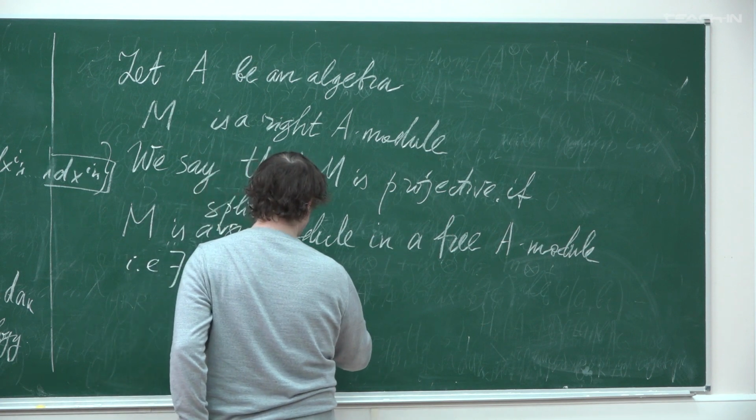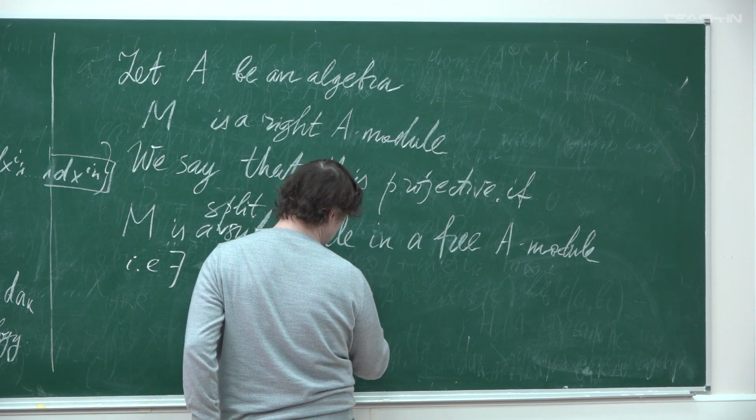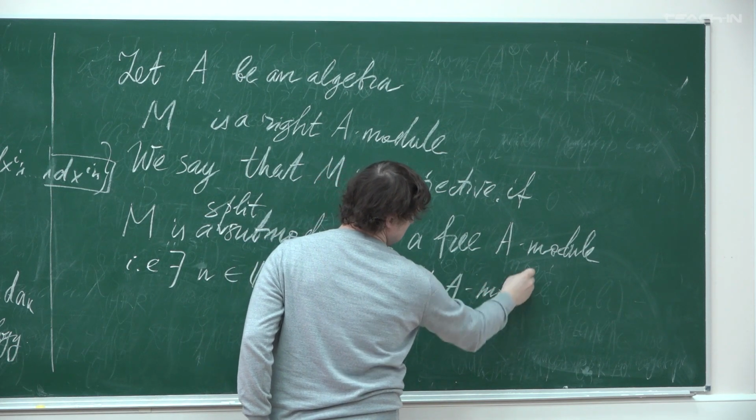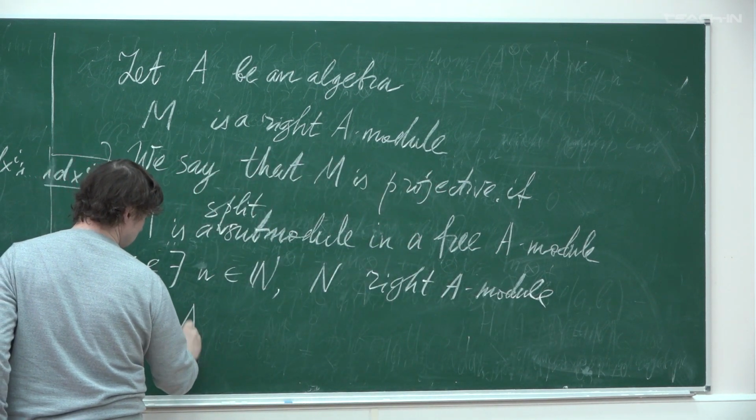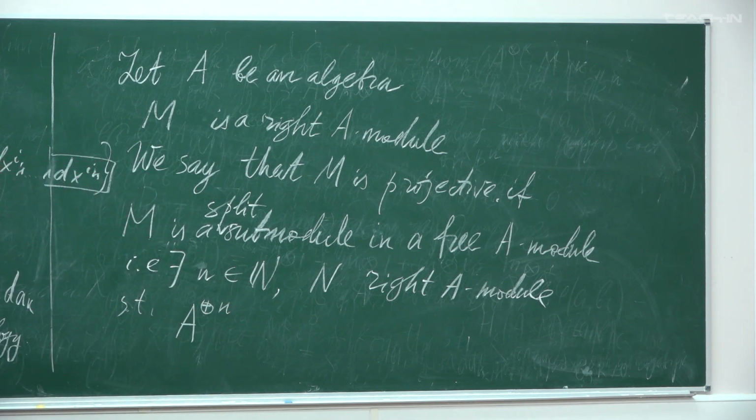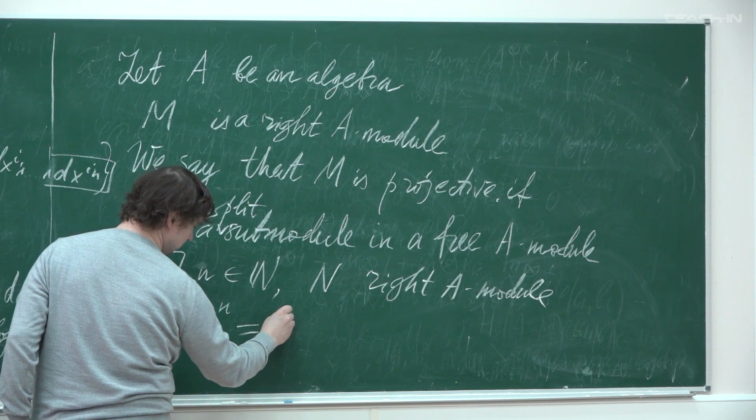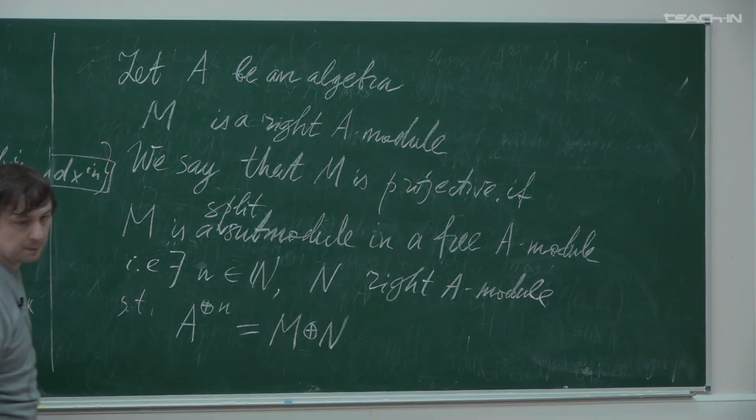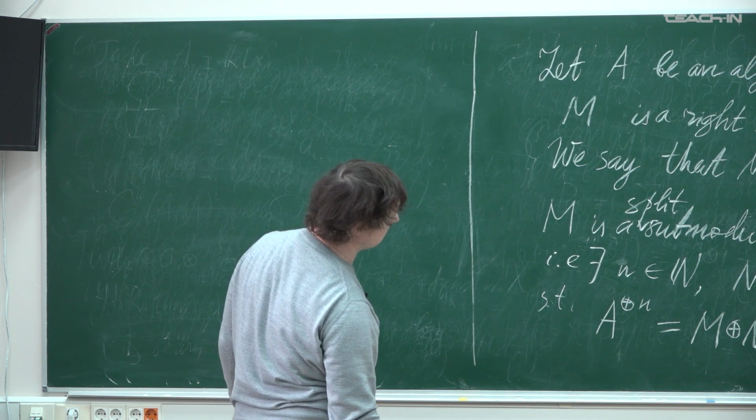and some other right A module N such that, if you take n copies of A, you have a splitting of this direct sum into M and N. This is the more or less explicit way to define projective modules.